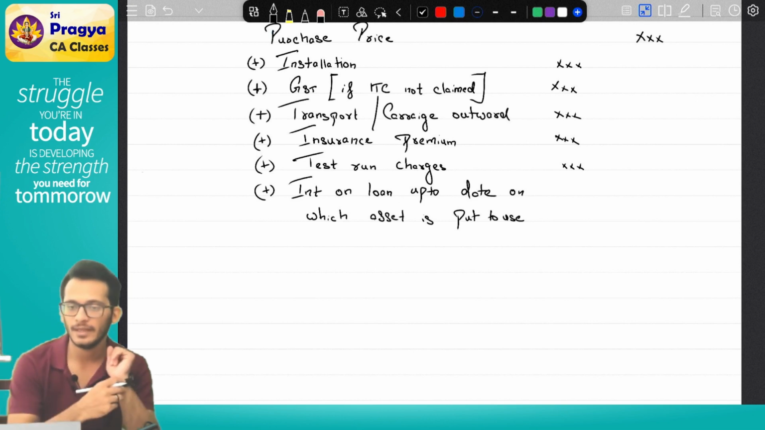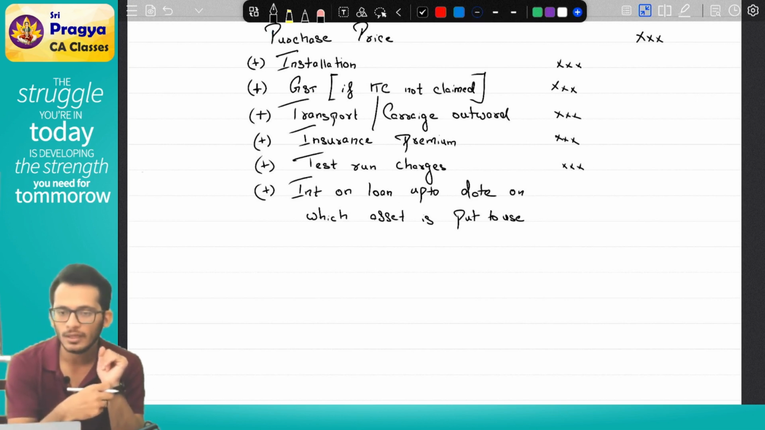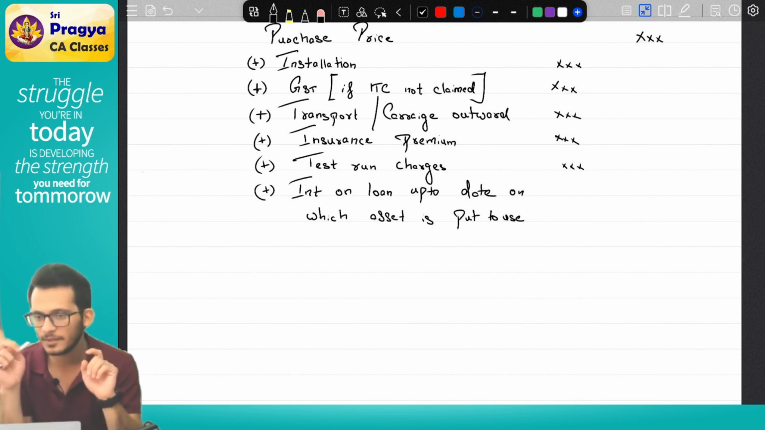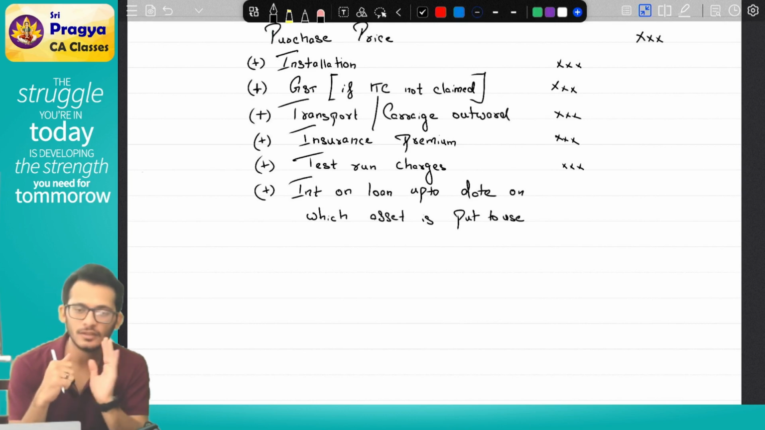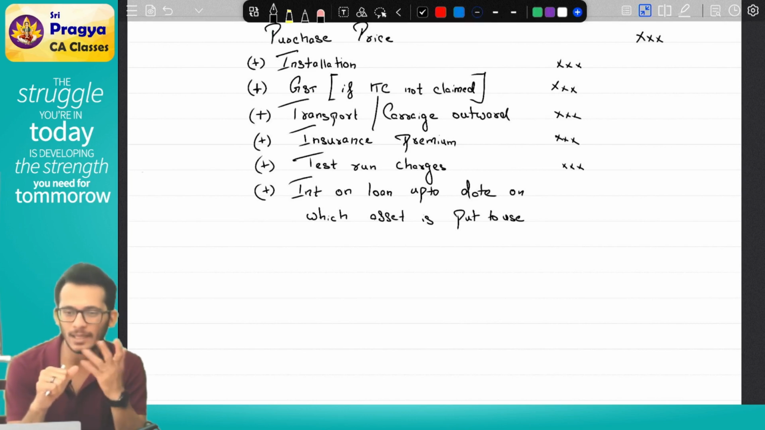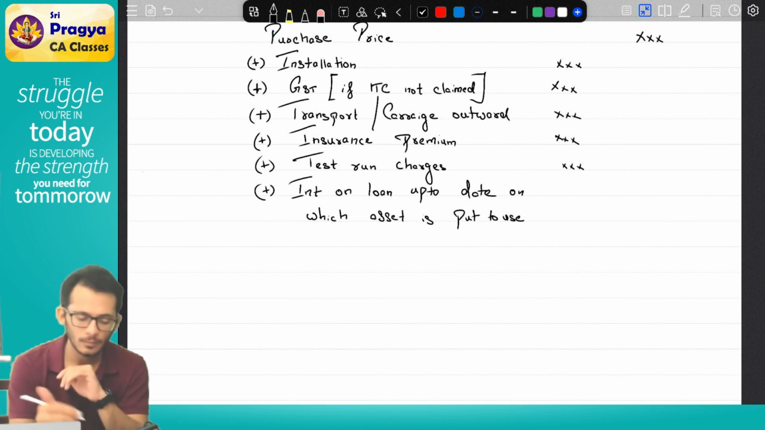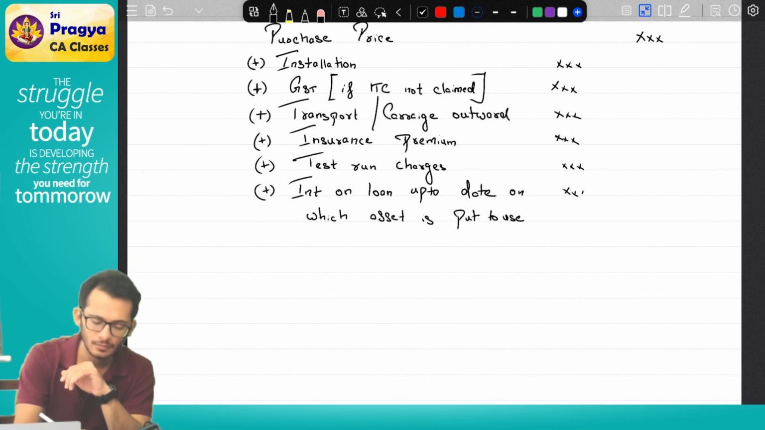Yes, this is what my expenses will be, because I have taken a loan. The loan also has interest, so I am paying two amounts now. I paid the purchase price, and I am paying the interest cost also. Interest cost up to the point the asset is ready to use will be capitalized. After that it will be charged to P&L. This is a standard called borrowing cost. Yes or no?